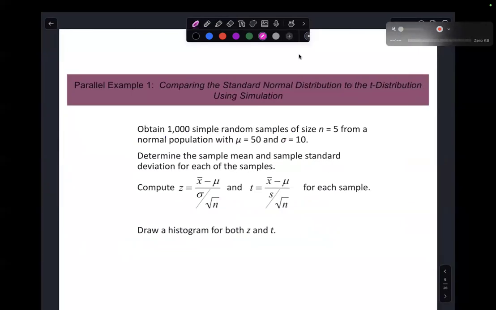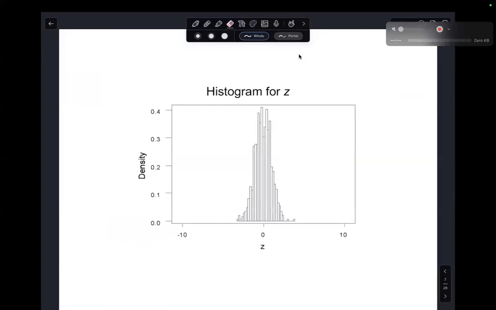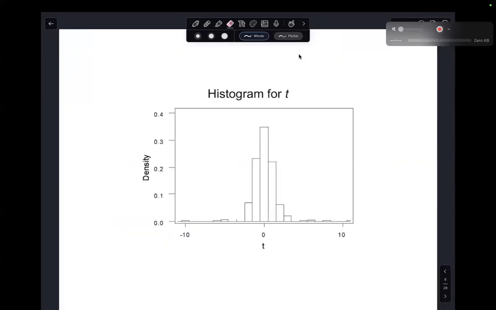So we're going to take a look at the z-scores and the t-scores, and we're going to compare them. If I took 1,000 simple random samples of size 5, and then found the mean of each of them, and then found the means and the standard deviations, I'm going to show you the difference with the z-score and the t-score. Here's the histogram for z. It looks mostly normal. Here's the histogram for t.